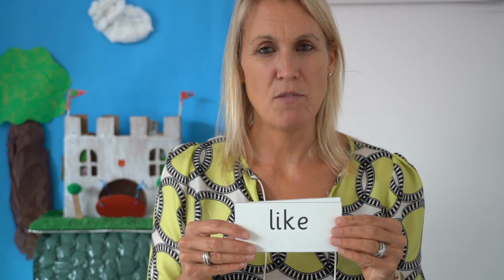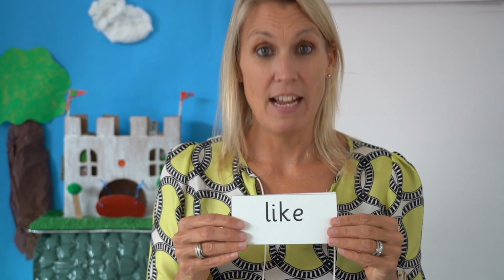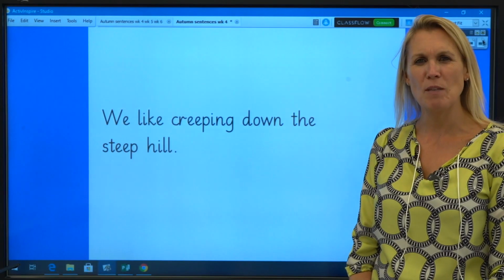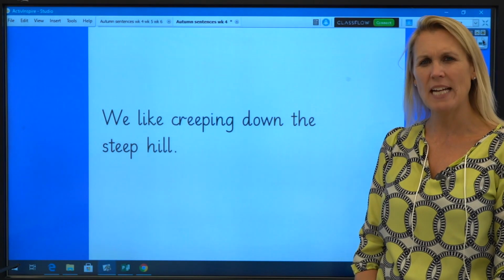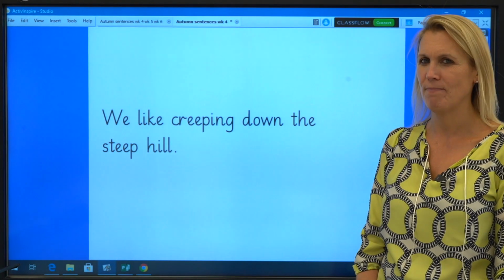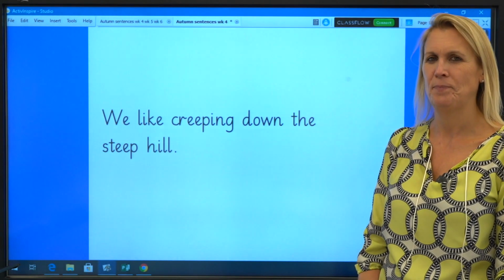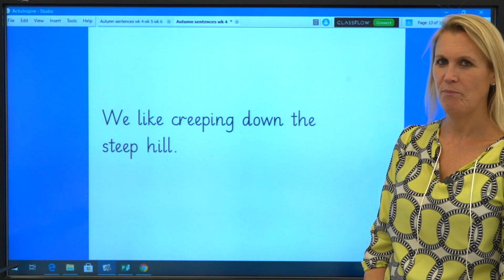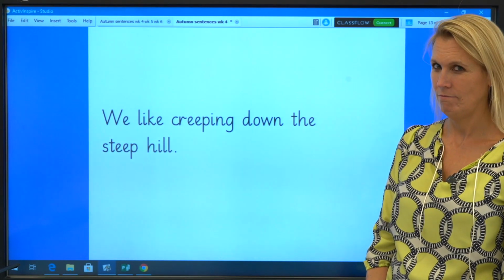Let's check. Let's read them together. All. Well done. Did you get them right? Fantastic. Let's read a sentence with graphemes we already know. Can you see any words with digraphs? Have a good look. Do you think you've got them all? Let's see.